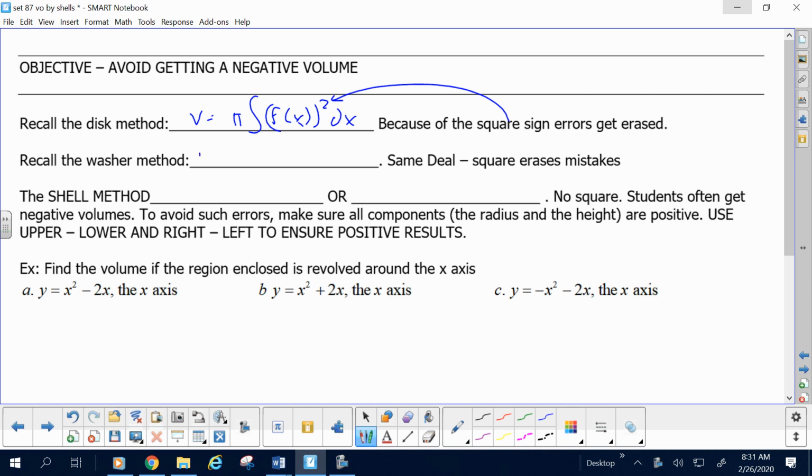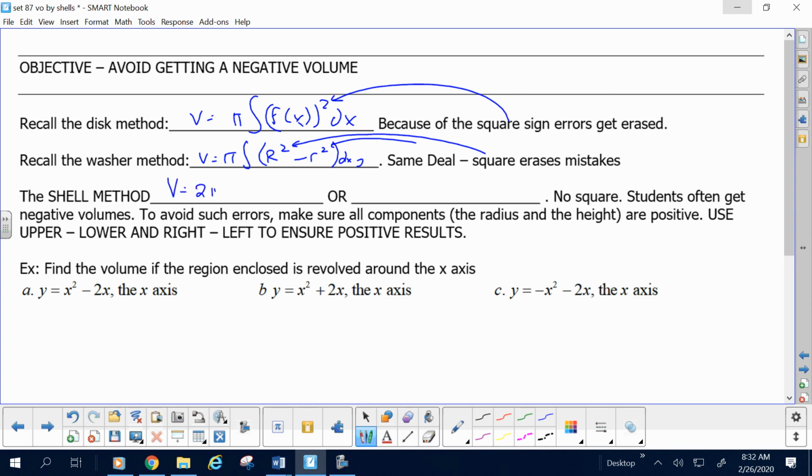Same goes with washers, and those might be functions typically, and this could be dx or dy, by the way. But again, you have squares, so if you set them up wrong, you could possibly get the right answer. Although with washers, if you had the r's mixed up, you would get a negative. So it's a little less forgiving, but still pretty forgiving because of the square. You get it? Alrighty. The shell method, however, is very different.